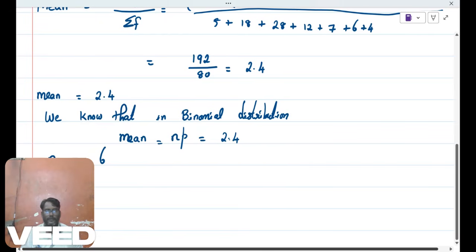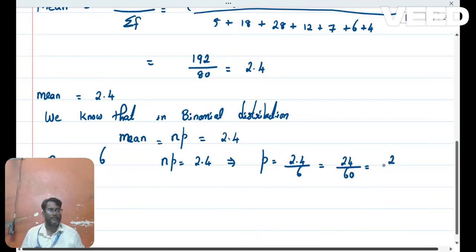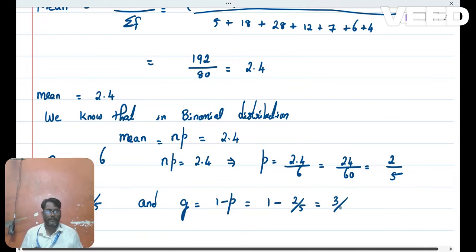Substituting, we get np is equal to 2.4. So this implies p is equal to 2.4 divided by 6, which is equal to 24 by 60. So 12 twos are 24 and 12 fives are 60. So we got the value of p is equal to 2 by 5, and q is equal to 1 minus p, which is equal to 1 minus 2 by 5, which is equal to 3 by 5.